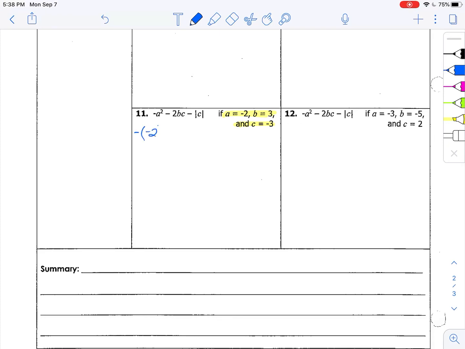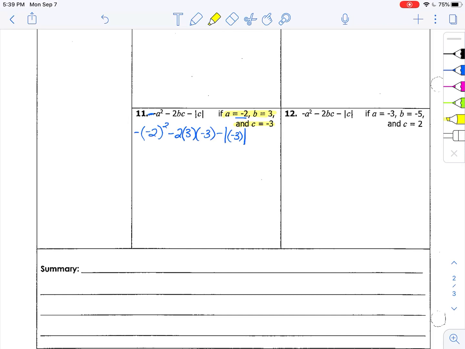Negative, parentheses, negative 2 squared. So I have a negative on the outside of the parentheses. That's the negative in front of the a in my original expression. Then I have negative 2 on the inside because a equals negative 2. And then again, the squared is going to be on the outside of your parentheses. Minus 2, parentheses 3, parentheses negative 3. Those values for both b and c both need to be in parentheses. Minus the absolute value of parentheses negative 3.